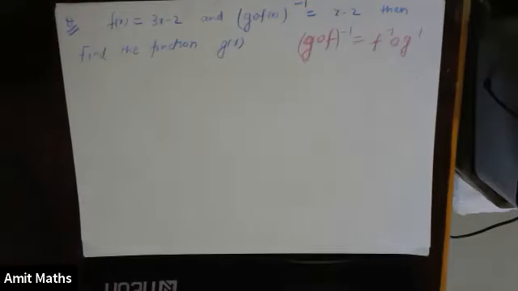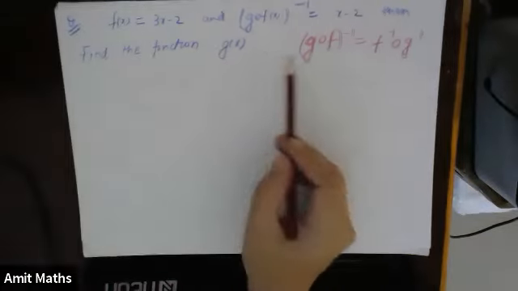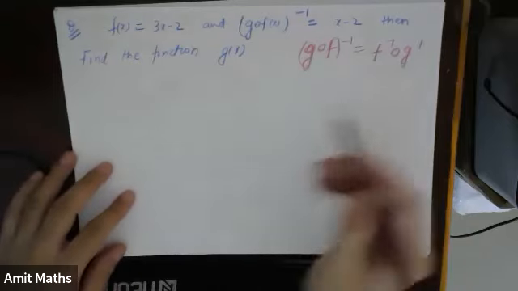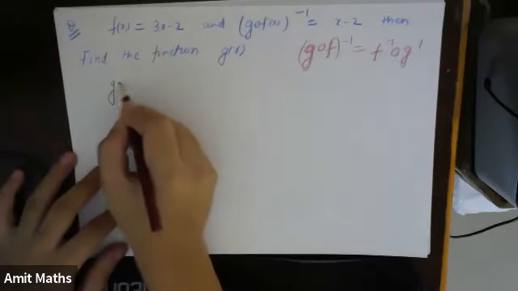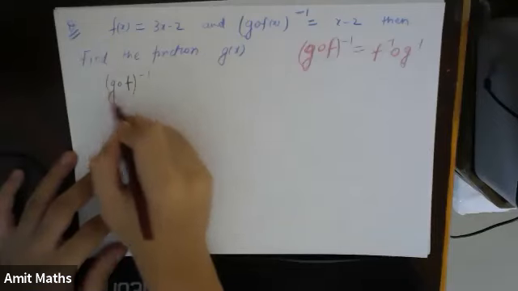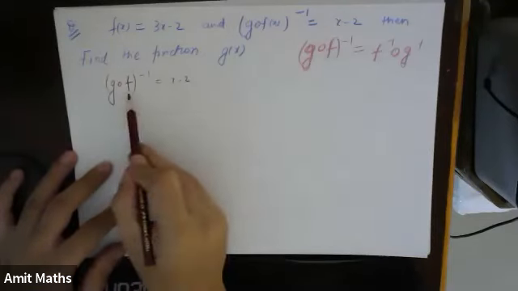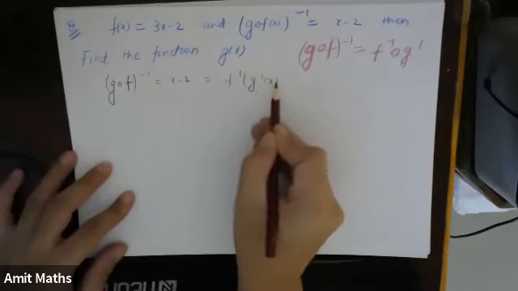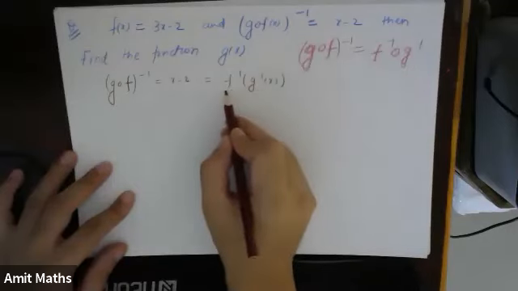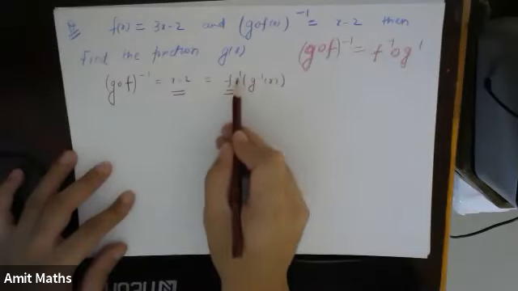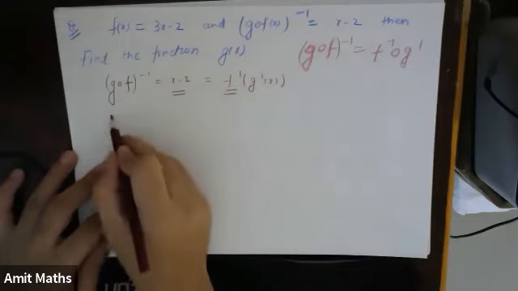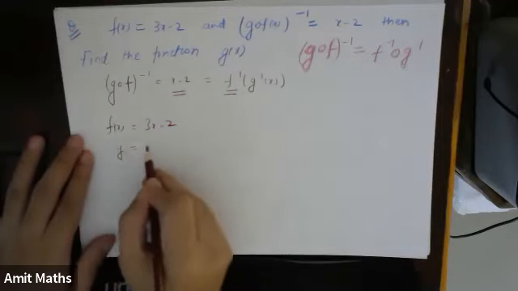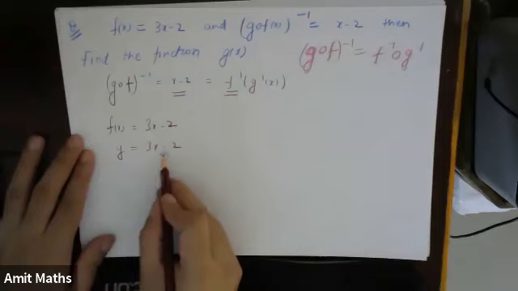Okay, so let's solve this one. What they have given is that g o f inverse is x minus 2, and f of x is 3x minus 2. And what is g o f inverse? It is nothing but f inverse of g inverse of x. This is already given, so we can first find f inverse. f of x is given as 3x minus 2. So for f inverse, I can write y is equal to 3x minus 2. So this will become, 2 I will take that side.